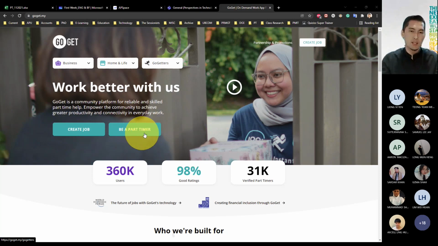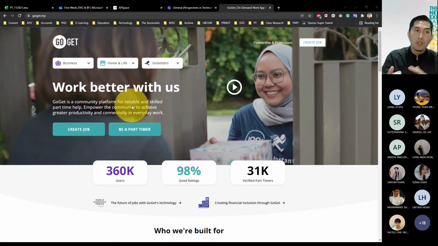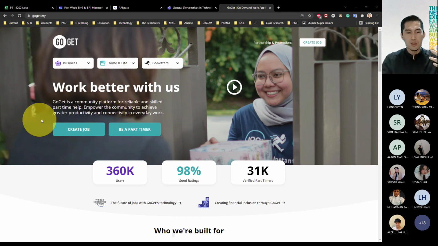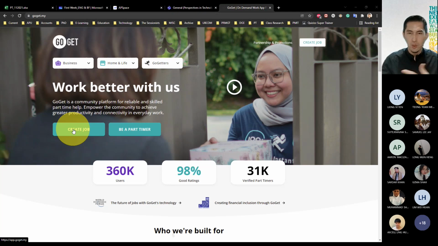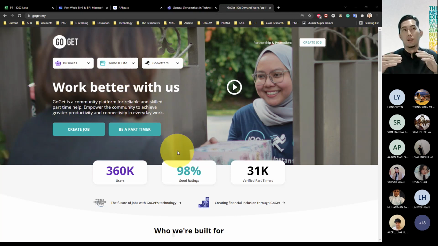Anyone who is registered there as a go-getter, as a part-timer, can just say, okay, I'm taking up this job, and this is the amount that will be paid, and whatever else you are agreeable to, and you can just take up the job and move straight into doing it. The people who want certain jobs done can put in a tip, and you can increase your tip so that more go-getters will take up your job instead of anyone else's.